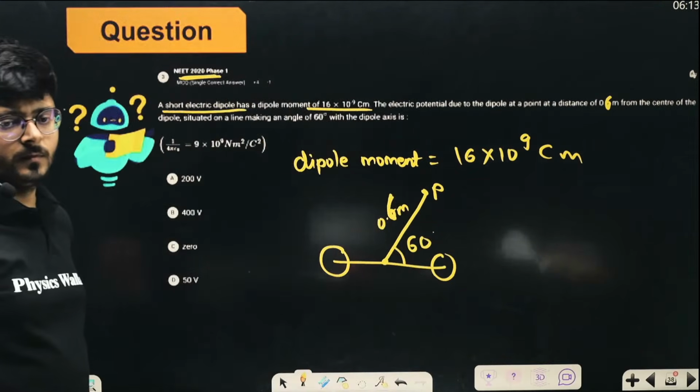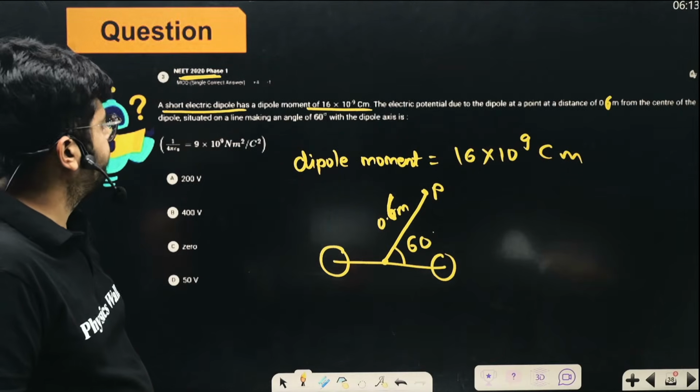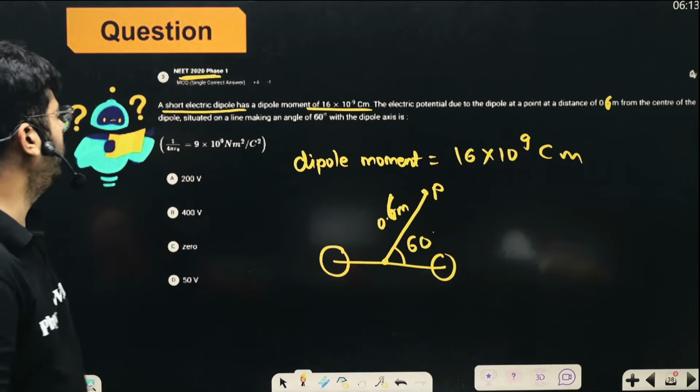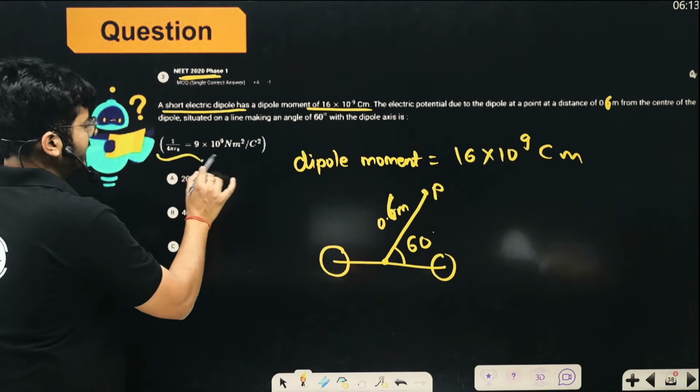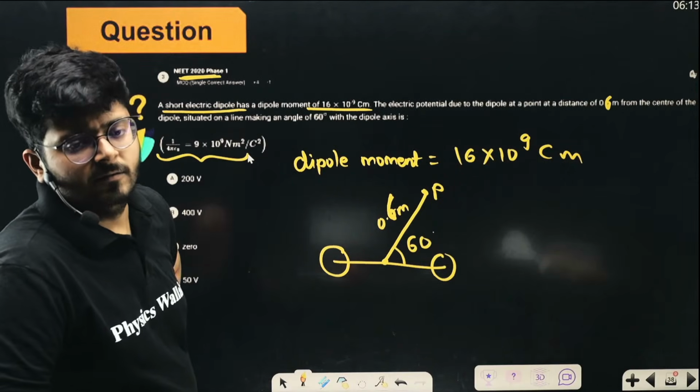Think about it, right? 1 upon 4 pi epsilon naught, as you know, is 9 times 10 to the power 9, right? So you can directly go ahead and solve it. Very easy.